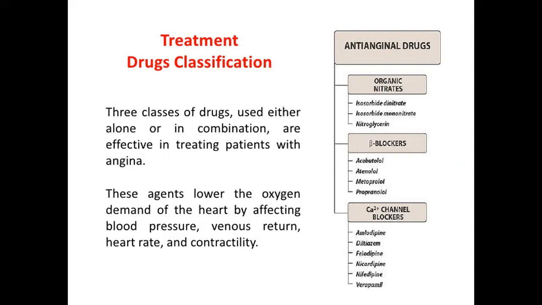The classification of anti-anginal drugs: organic nitrates. Under organic nitrates, isosorbide dinitrate, isosorbide mononitrate, and nitroglycerin are there. Under the beta blockers, atenolol, metoprolol, propranolol are there. And under calcium channel blockers, I have told you there are two types: dihydropyridines and non-dihydropyridines.